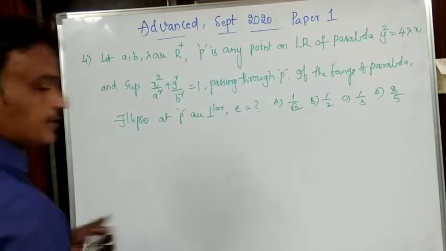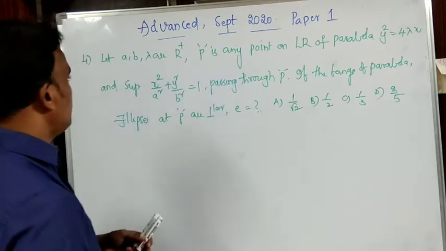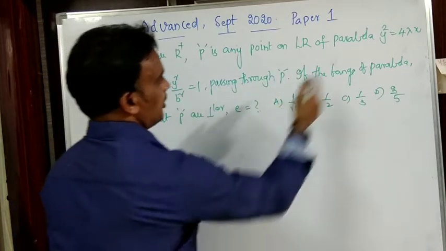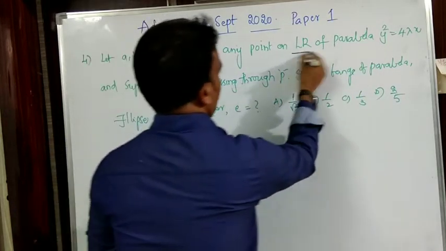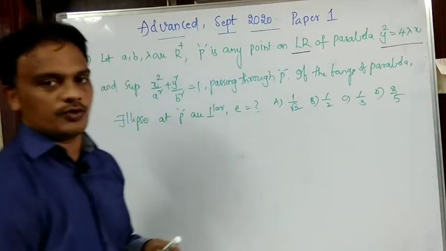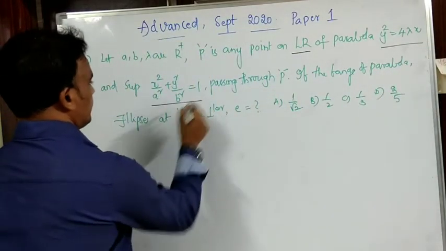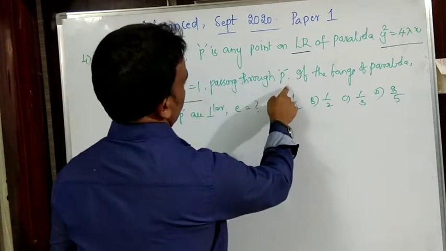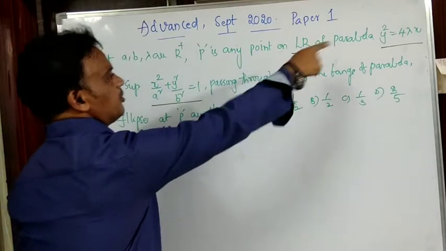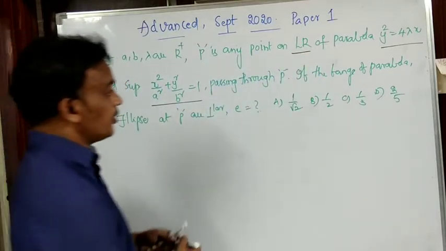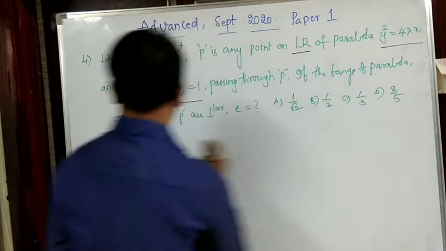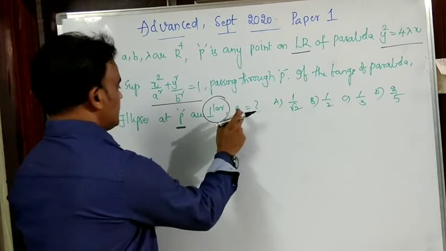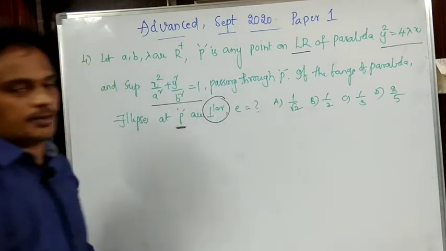Coming to the next question, students. A, b, lambda are positive real numbers, and P is any point on the latus rectum of the parabola y² = 4λx. Suppose they have given one ellipse x²/a² + y²/b² = 1, which is passing through the point P, where P is any point on the latus rectum of the parabola. And one more condition: if the tangents of the parabola and ellipse at the point P are perpendicular, in that case what is the eccentricity of the ellipse? They have given some options.